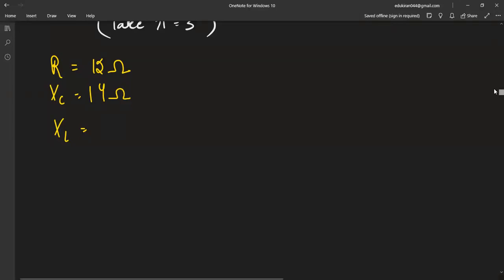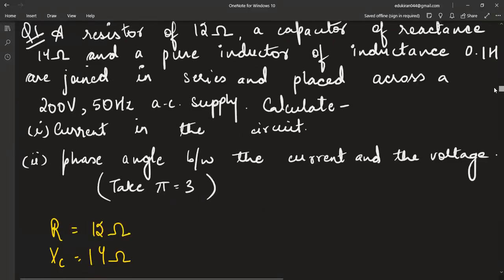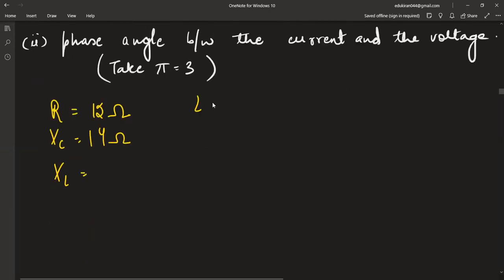XL, the inductive reactance, is not mentioned. Rather, inductance is given. See, XL is missing, L is given. How much is L given? L is given as 0.1 Henry. We know the frequency is given as 50 Hertz.